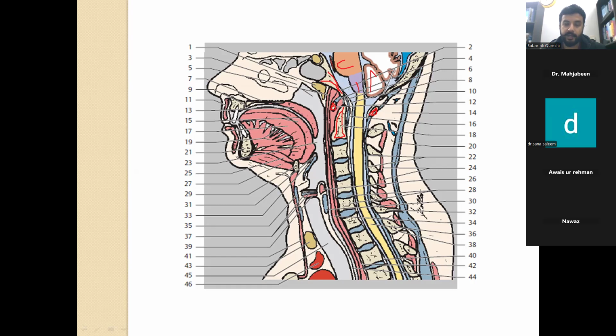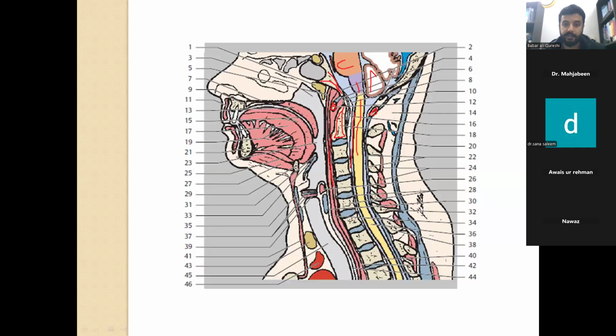Other structures that we can appreciate here in this picture, again looking at the ligaments, the anteriorly situated ligament shown here in the pink color, it is the anterior longitudinal ligament. Just behind the vertebral bodies, here it is the posterior longitudinal ligament. This is the spinal cord in yellow color.